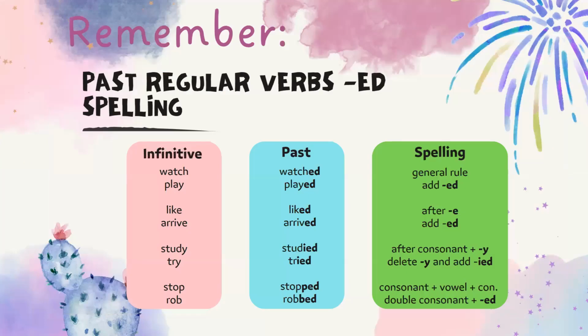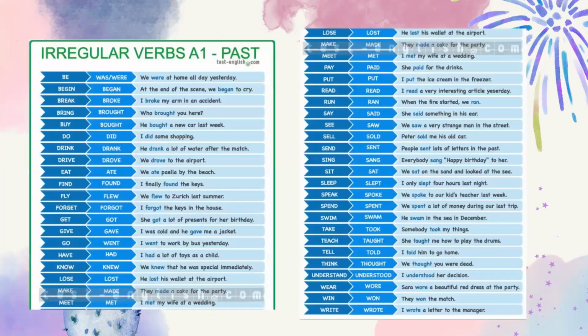Remember that the past regular verbs have an ed spelling. So the general rule is that you add the ed. After an e, add d. After a consonant plus a y, you delete the y and add ied. When you have consonant plus vowel plus consonant, you double the consonant and you add ed. Here is a chart of irregular verbs that you can study.